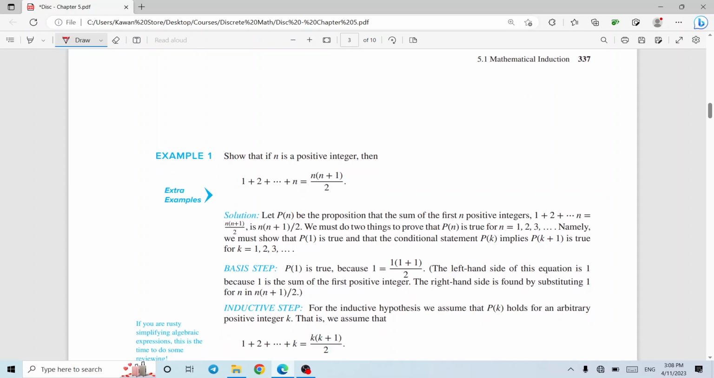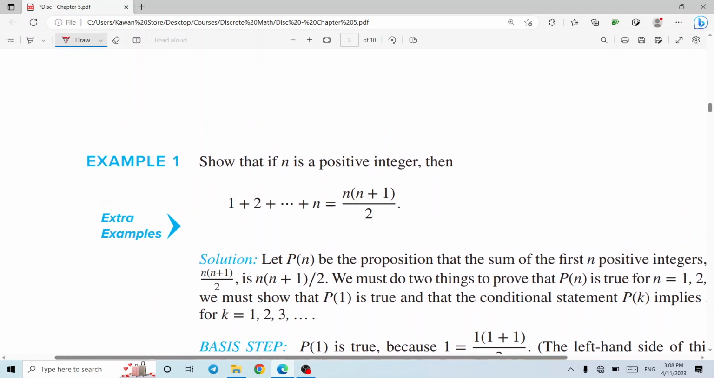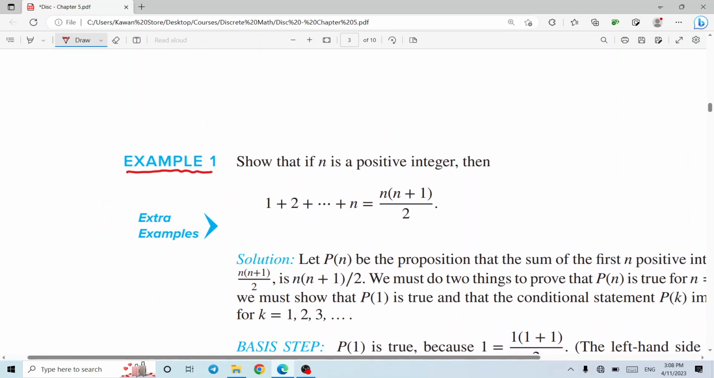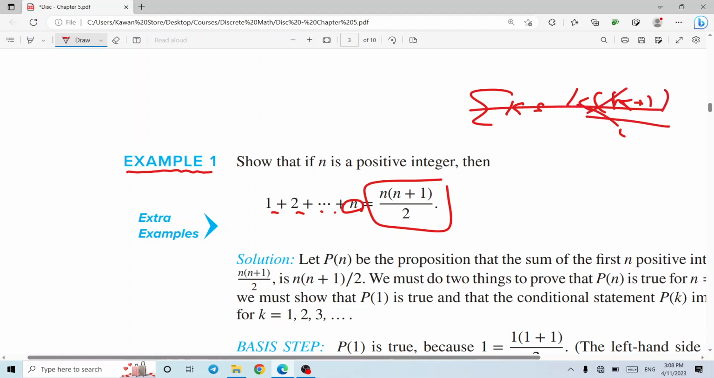To understand what I am talking about, I am going to solve the first example. Here we have n plus 1 over 2. So how do we solve that one? If I add 1, 2, 3, 4 one by one, I get this formula. Do you remember in the previous lecture, to find the sum up to k, we have k plus 1 over 2. This is the formula. So now show me whether this is true or not.